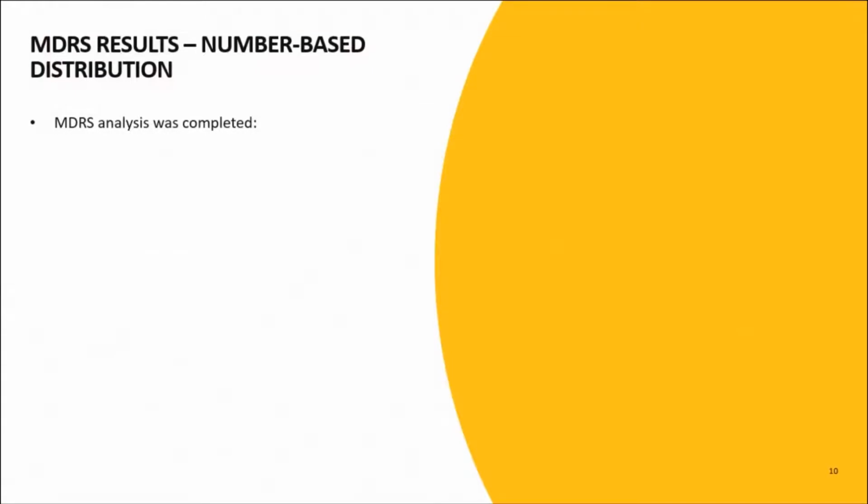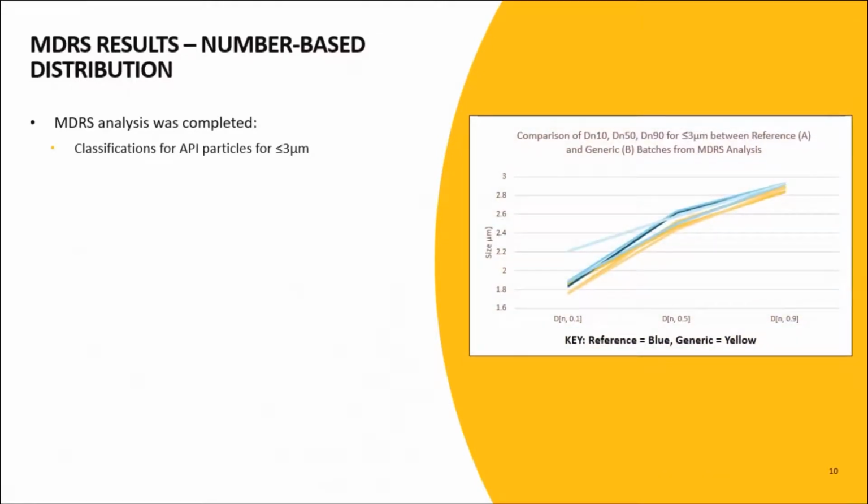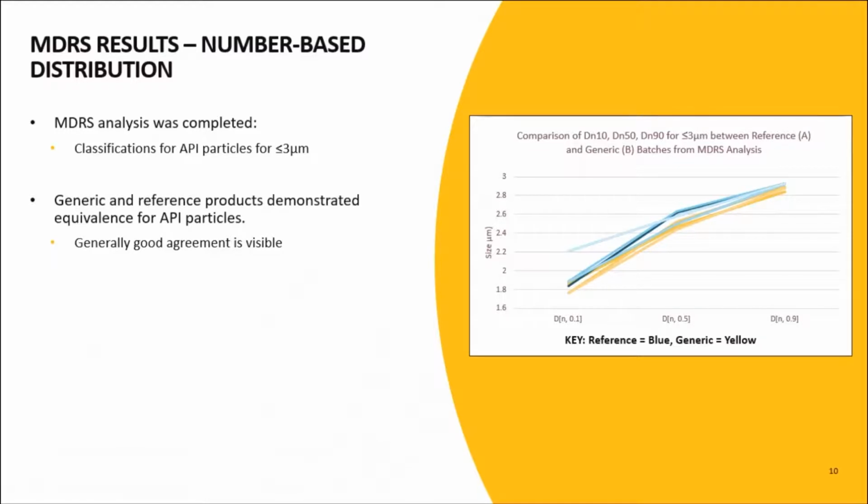So we did our MDRS analysis, and these are our classifications for API particles less than or equal to 3 microns. And as you can see, we've got the size percentiles here of DN10, DN50, and DN90, and this is the percentage of sample that is under a certain size. So for DN10, it's 10% of the sample is less than X size, and so on and so forth for DN50 and DN90. So when we look at our results here, we can see generally a good agreement is visible between the reference and test product. And this we can prove by the statistical analysis via population bioequivalence.